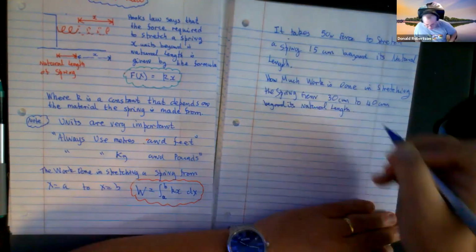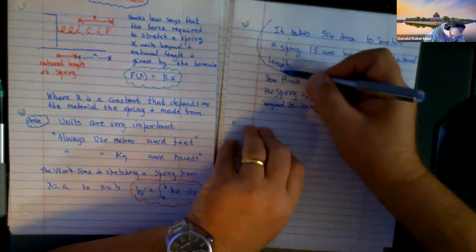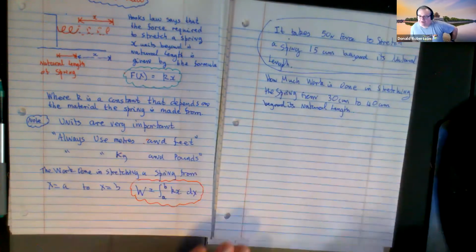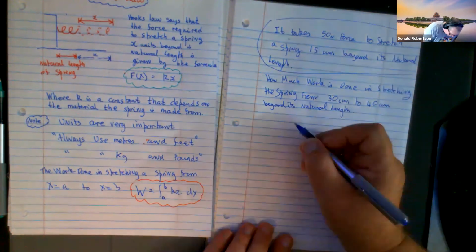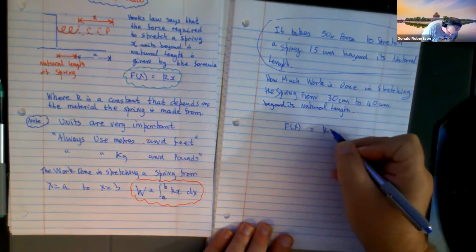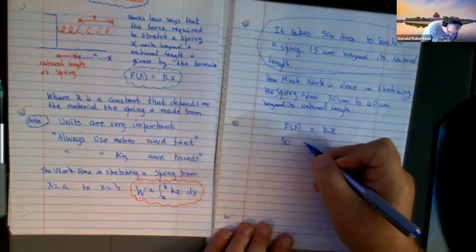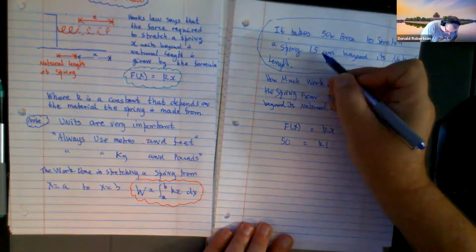So this is just basically a version of the same question we just finished. I'm just doing metric versions of it. Right, so this bit here, that's going to allow us to find k. So what do we know? We know that the force function is k times x. And the force here is 50 newtons. And it's going to be k times 15 centimeters.